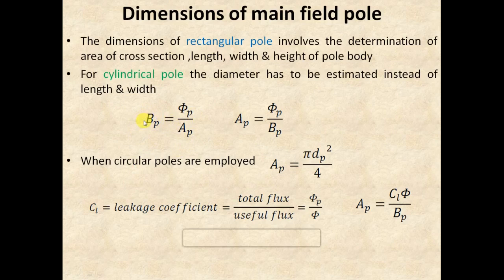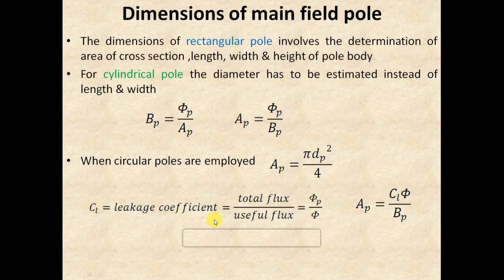If we know the values of BP and phi p, then we can easily determine the value of AP. In the case of circular poles or cylindrical poles, if we know the value of AP, we can easily find the diameter of pole by using the standard relation, that is pi r square or pi d square by 4.